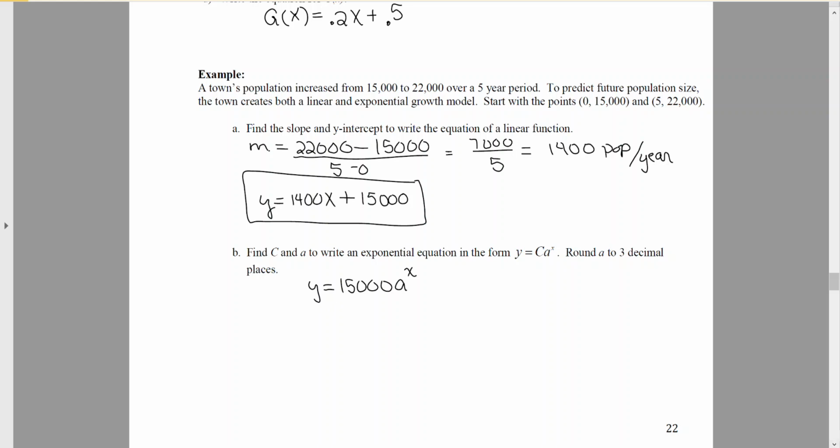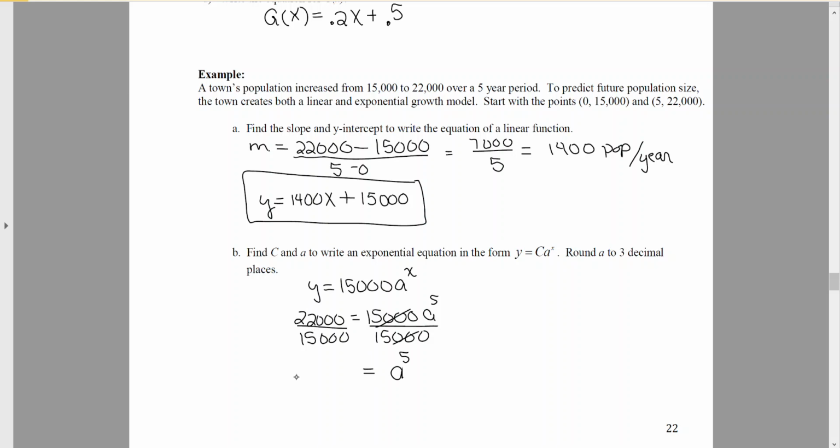So my second point is 22,000 equals 15,000 a to the x, which is 5, or the 5th power. To solve for a, I need to get rid of the 15,000. So I'm going to divide both sides by 15,000 because it was hooked by multiplication to that a. So I have a to the 5th equals, and then do the division here.